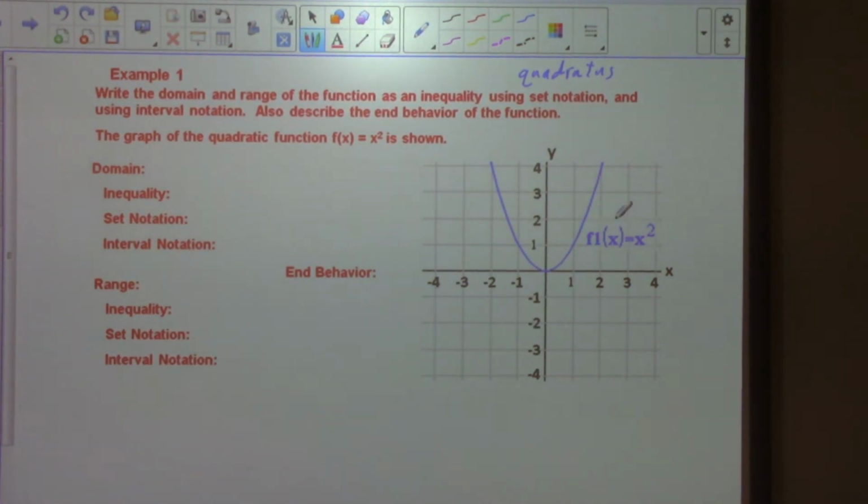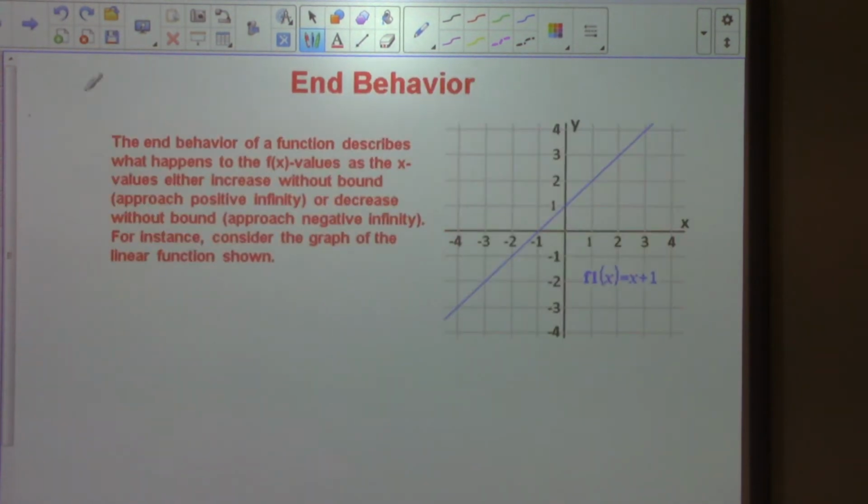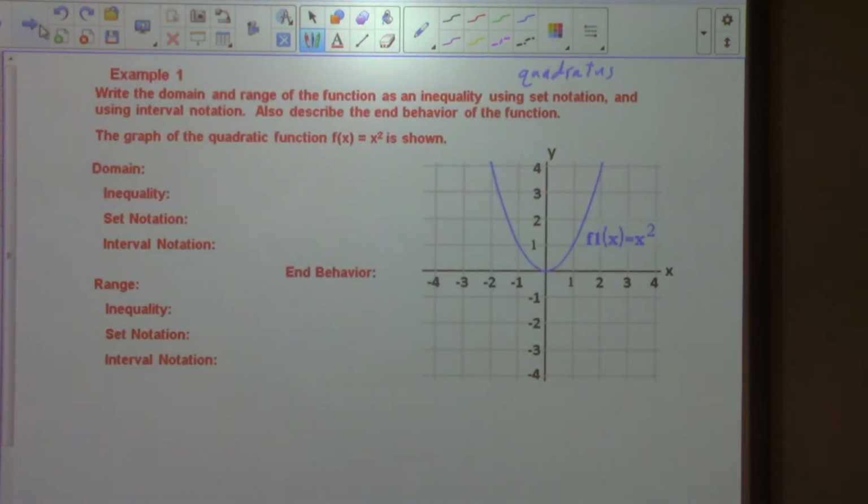And the quadratic function belongs to what larger family of functions? Starts with a P. No. There are positive functions, but that's a trait of a function, not the larger family. The larger family is called polynomial functions. So this linear function over here, x plus 1, is also a polynomial function.